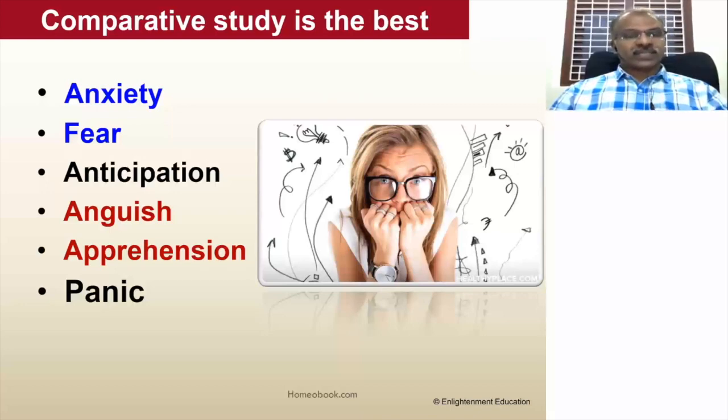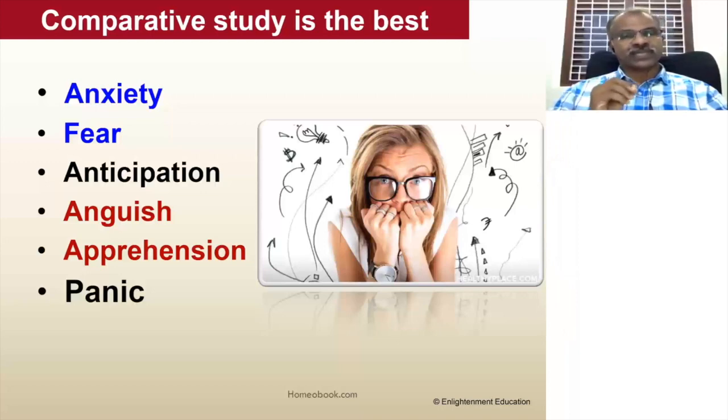Now, what is the denotation of apprehension? This is another degree of anxiety. Apprehension means fear with an element of doubt and expectation that something unpleasant is going to happen to my family or to me. Then panic means extreme fear.